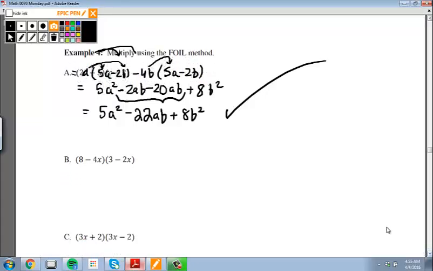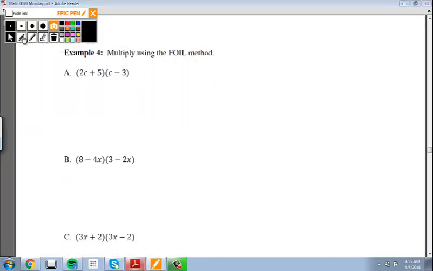So, example 4, multiply using the FOIL method. I'm not going to make you read the FOIL method. I know that most of you probably have heard of this because somebody's told you about it. I mean, in all of my time growing up, FOIL was to put on baked chicken, but here I am telling you about it anyway.